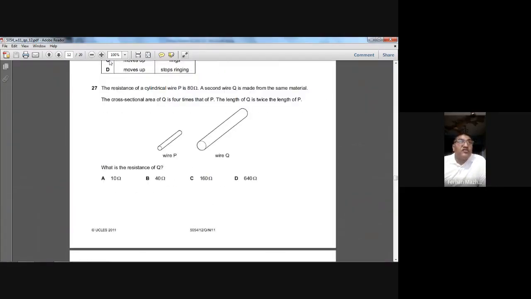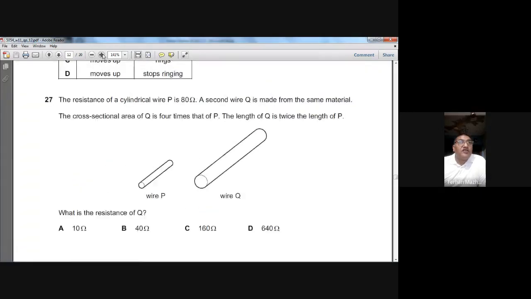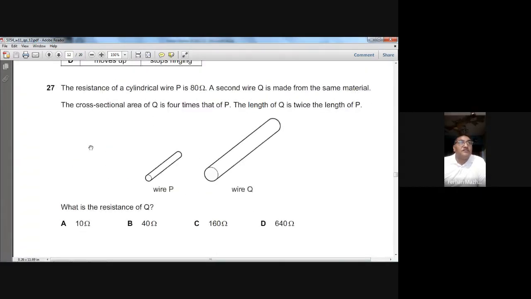Okay, on your screen, we have the next question. The resistance of a cylindrical wire P is 80 ohm. A second wire Q is made from the same material. The cross-sectional area of Q is 4 times that of P. The length of Q is twice the length of P. What is the resistance of Q? Suppose the length of P is L and the cross-sectional area of P is A.